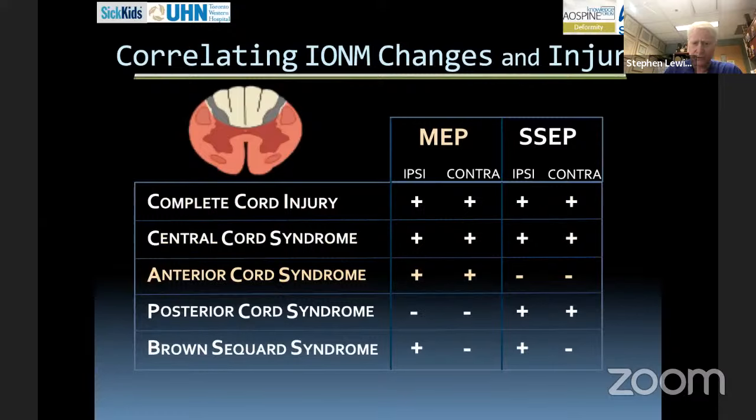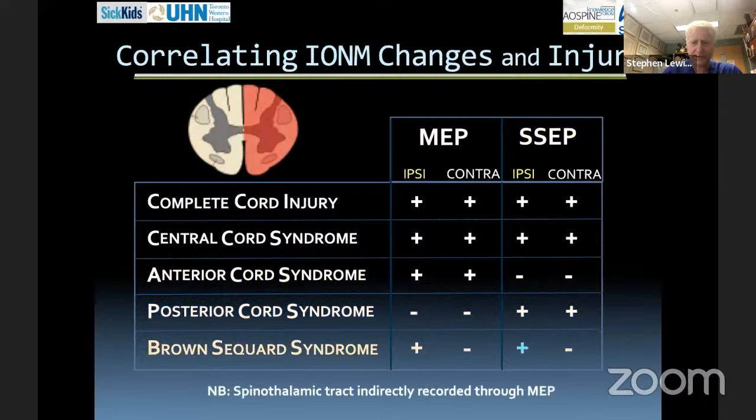Then if you have an anterior cord, you're only going to see MEP loss. The SSEPs are going to be perfectly preserved, and that's a very important piece. So if you have isolated MEP loss with no SSEP changes, you're looking at a perfusion-based problem, and that's how you're going to have it in your differential. With a posterior cord, MEP is going to be preserved, but this time you're going to lose your SSEP. And then in your Brown-Séquard, it's interesting, you're going to have ipsilateral motor loss and ipsilateral SSEP loss because the spinothalamic tract is going to be recorded only through the MEPs.